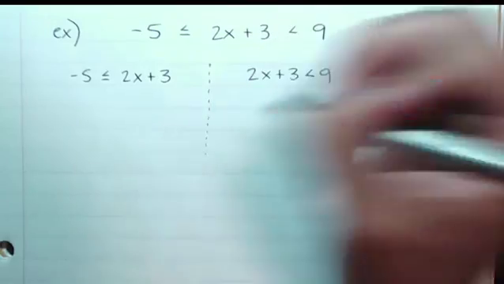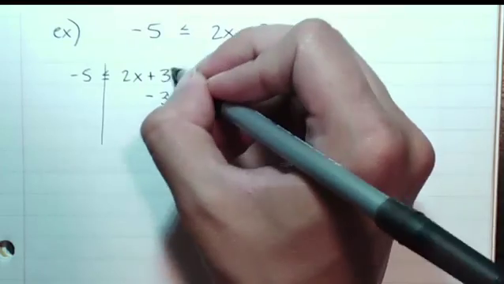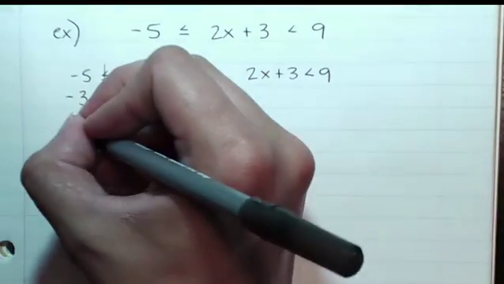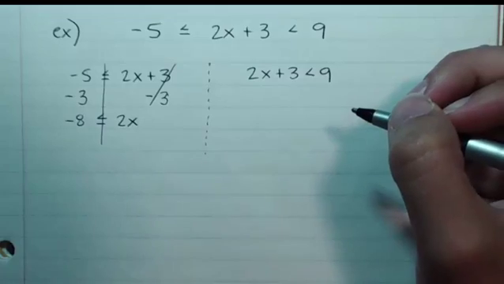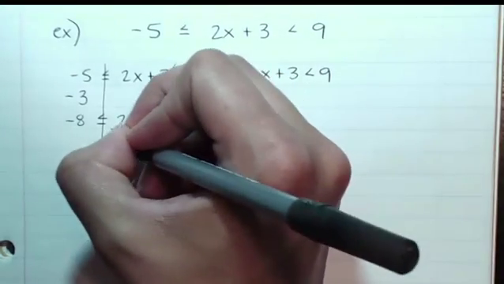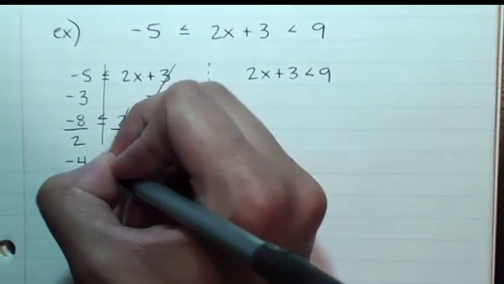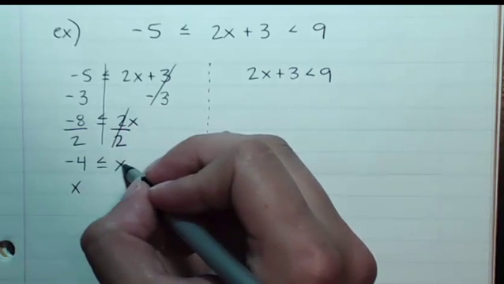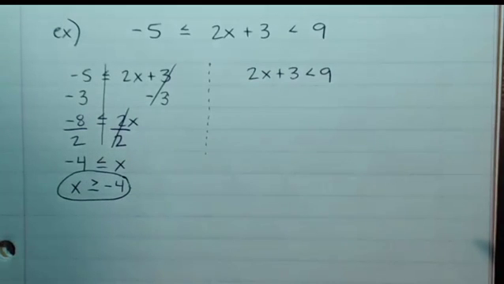So I'm solving it now. On the left side, I'm going to take away 3 on both sides, and I'm left with negative 8 is less than or equal to 2x. Then I'm going to divide by the coefficient of 2 on both sides, which gives me negative 4 is less than or equal to x. But I'm going to rewrite that so it's opening up towards x: x is greater than or equal to negative 4. So that was the first one you should have gotten.